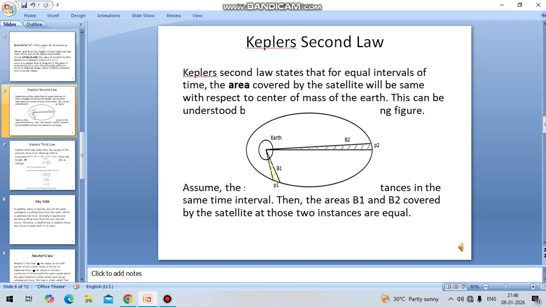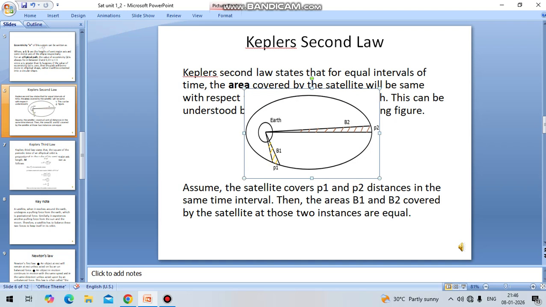Second is Kepler's second law. The second law states that for equal intervals of time, the area covered by the satellite will be the same with respect to the center of mass of the Earth. This is also indicated in this figure. Assume that the satellite covers the distances P1 and P2 in the same interval. Then the two areas, represented as B1 and B2, covered by the satellite at two instants are equal.